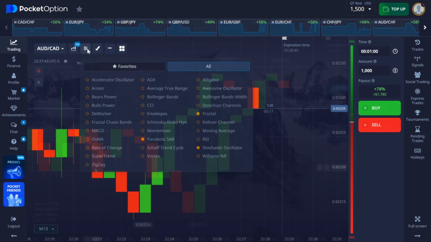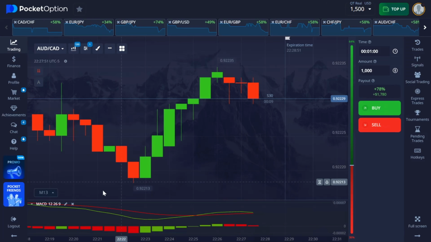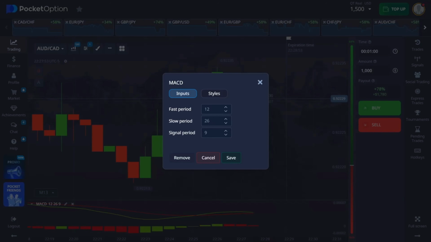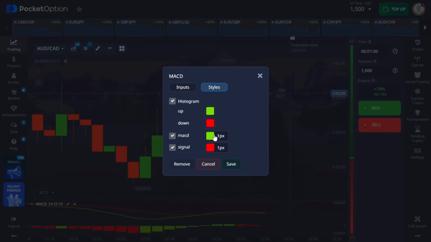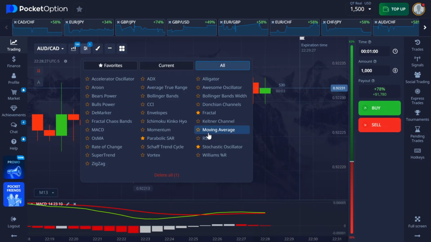The first indicator for today is MACD. The settings will be 14, and then I will put this one on 23 and this one here on 10. For the colors, I'm keeping the colors the same. I'm just gonna thicken the lines. Now I'm gonna change the histogram also. Beautiful. That's it.